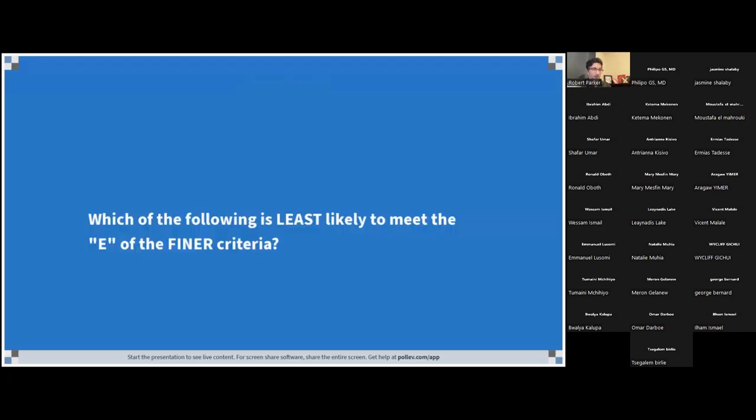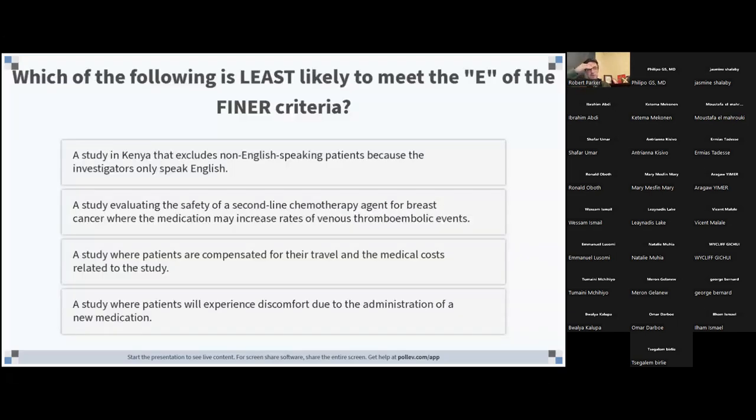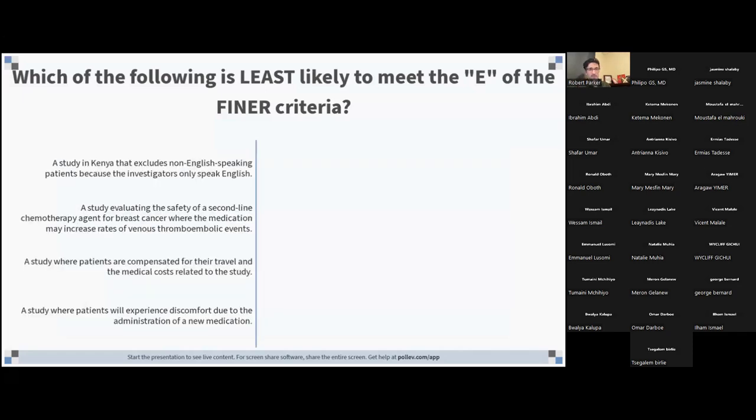All right, which of the following is least likely to meet the E of the FINER criteria? So try to remember what the E was as you answer this question. A study in Kenya that excludes non-English speaking patients because the investigators only speak English. A study evaluating the safety of a second-line chemotherapy agent for breast cancer where the medication may increase rates of DVT. A study where patients are compensated for their travel and the medical costs related to the study. A study where patients will experience discomfort due to the administration of a new medication. All right, you had to be quick. It's locked. Let's see.